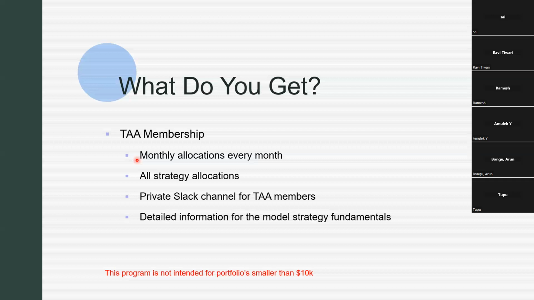You can even put sell orders in for your positions the night prior to getting the new positions, so you can start fresh at the beginning of each month. Or what I do sometimes, let's say you're in gold and you have 100 shares, and the next month it says you need to be at 120 shares. Instead of selling 100 and then buying 120, I'll just add 20. You get all the strategies. We'll have a private Slack channel that I support and answer questions through, and I'll give you detailed information on how these model strategies work. So if you want to do your own research and understand them, I'll give you all the background on how those strategies work.